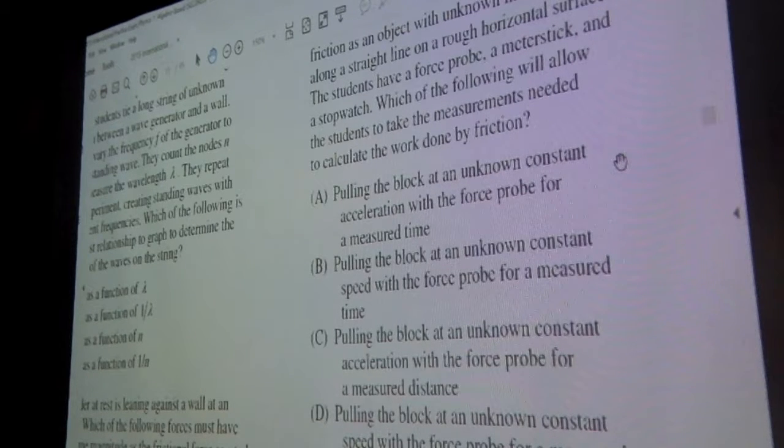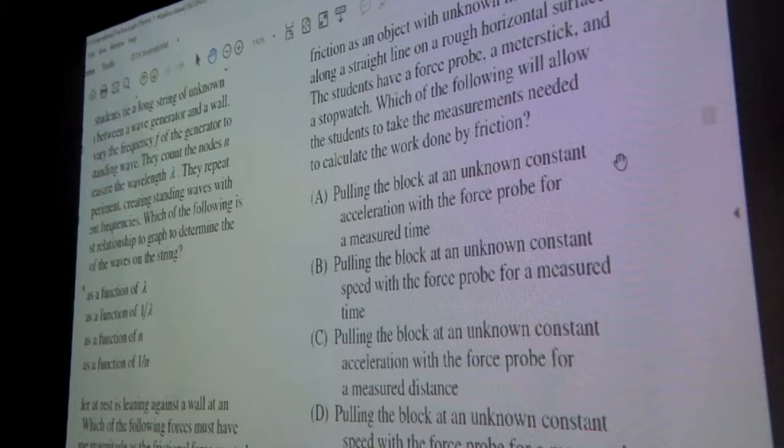Now, any word in the problem should not be ignored. As you read the problem, an unknown mass moves along a straight line on a horizontal surface, which is rough, which obviously means there's friction. The students have a force probe, meter stick, and stopwatch. Which of the following will allow the students to take the measurements to calculate the work done by friction?